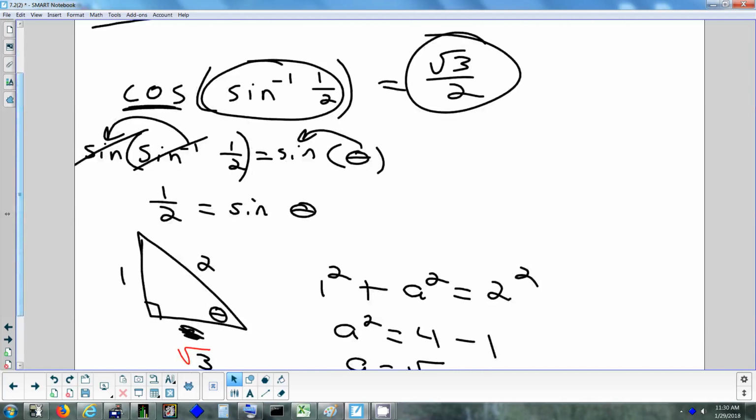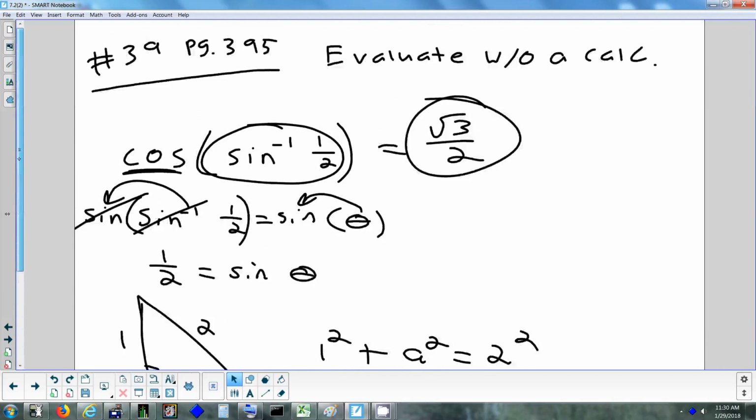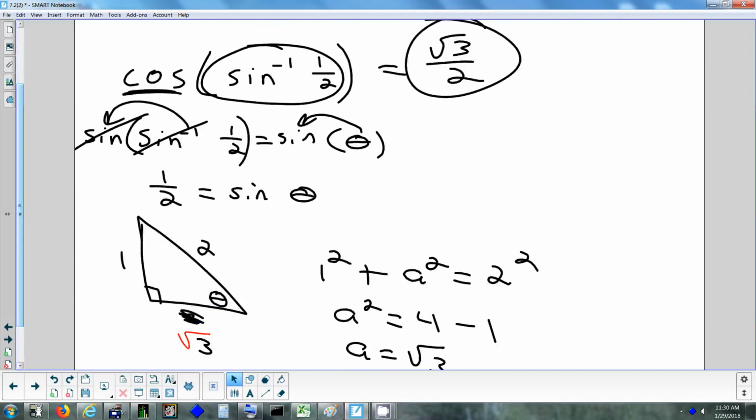Any questions on it? And how would I know if you're doing it, if it says with or without a calculator? Well, I'm going to look for the work. I'm going to look, did you draw the diagram? Did you use Pythagorean Theorem to get the third side? And did you show me what I have exactly on the board right there? That's what you need to show. Okay, any questions on that? All right.